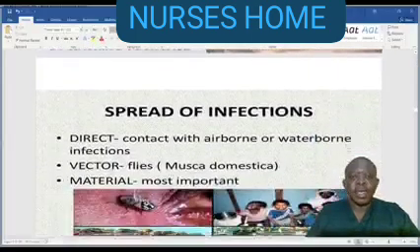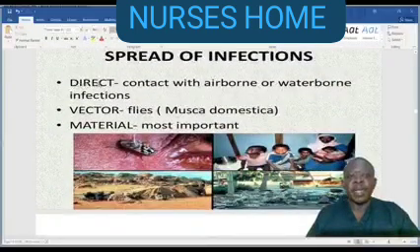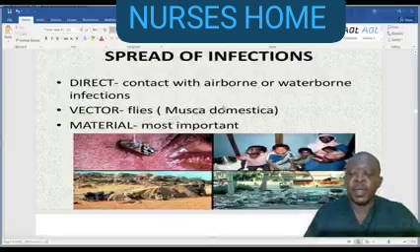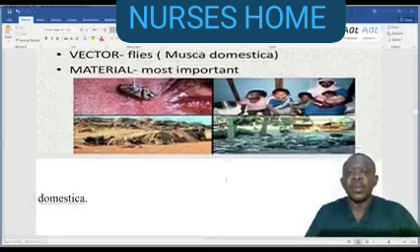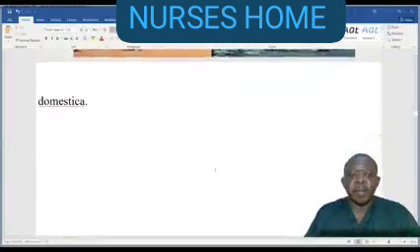Okay, then spread of infection. Infection can spread by direct contact, or through airborne or waterborne infections. Vectors like flies, that is the Musca domestica kind of flies. So there you can have the issue of flies, and then material, most importantly fomites, that is the material on which this infection may settle. Most important is Musca domestica there.